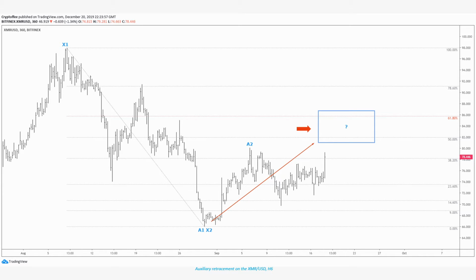To build an auxiliary retracement for finding the cluster, we need to find the longest correction within the main trend and build a retracement from its end point. The auxiliary retracement is constructed as follows.